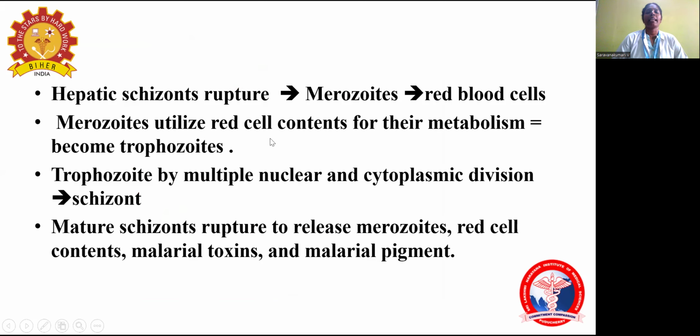The merozoites, once they enter into the red cells, will utilize the red cell content for their metabolism and become trophozoites. The trophozoites, by multiple nuclear and cytoplasmic divisions, are converted into schizonts. These schizonts mature and release the merozoites. Once released, the red cell content is also out, malarial toxins are also out, and malarial pigments are also out of the mature erythrocytic schizonts.